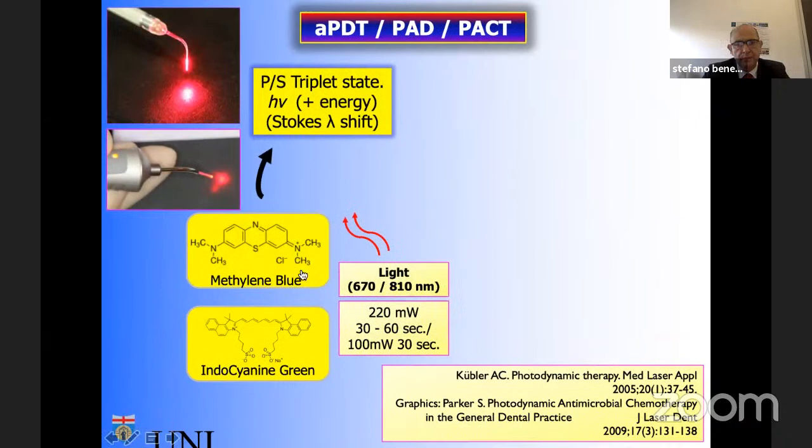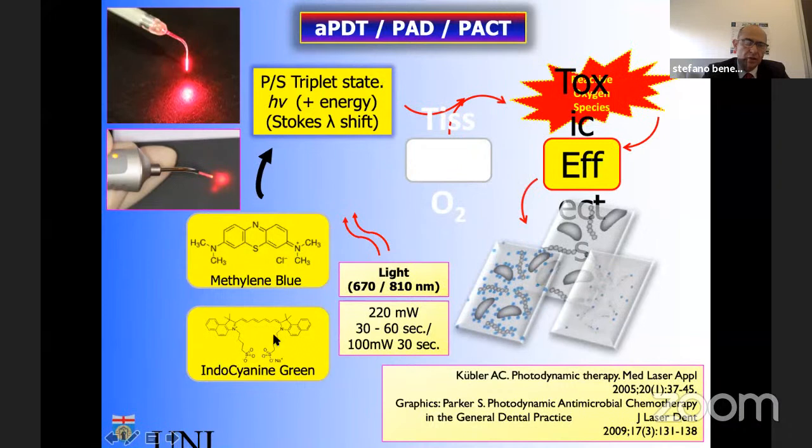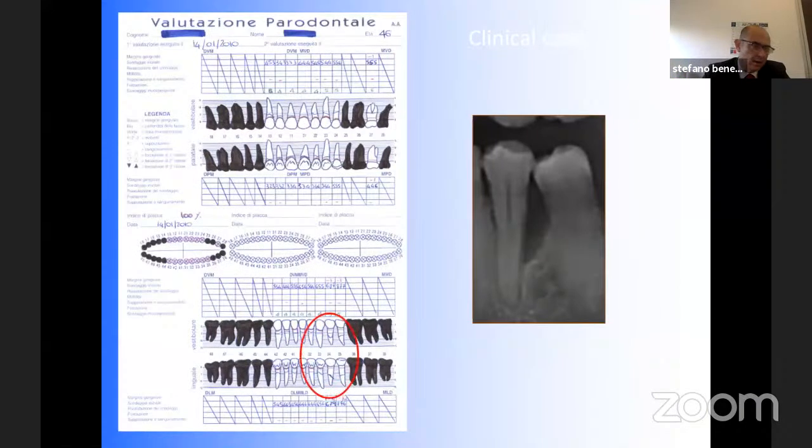Methylene blue is working properly with red radiation, 670 nanometer radiation, while indocyanine green is working perfectly with 810 nanometer diode laser. The interaction between the radiation and the 2 products is leading to a production of reactive oxygen species that has a decontaminating effect on periodontal bacteria.